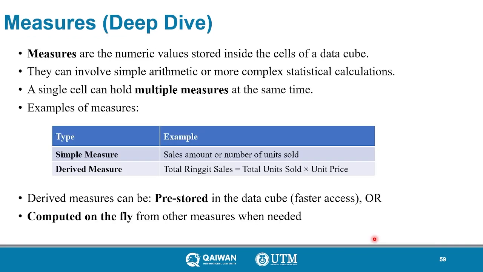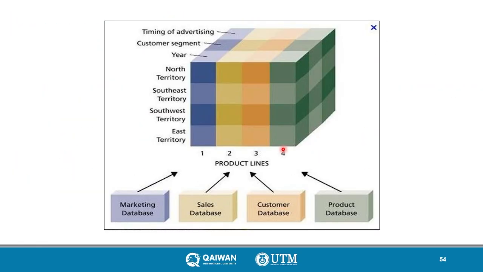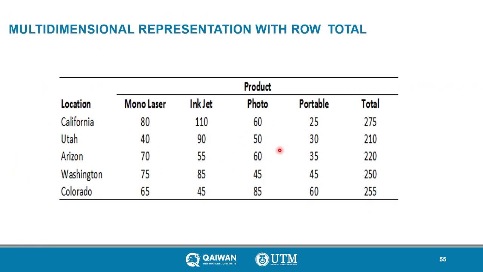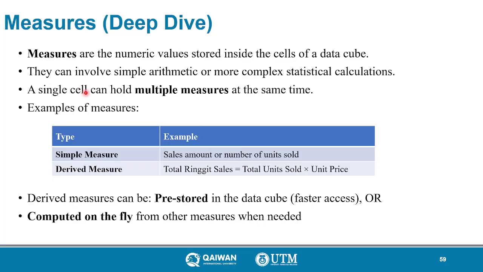Now, measure. We would go inside the measure, deep dive into it, and talk more about it. The measures are the numeric values stored inside the cells of a data cube, as we explained. They can involve simple arithmetic or more complex statistical calculation. Any single cell can hold multiple measures at the same time.